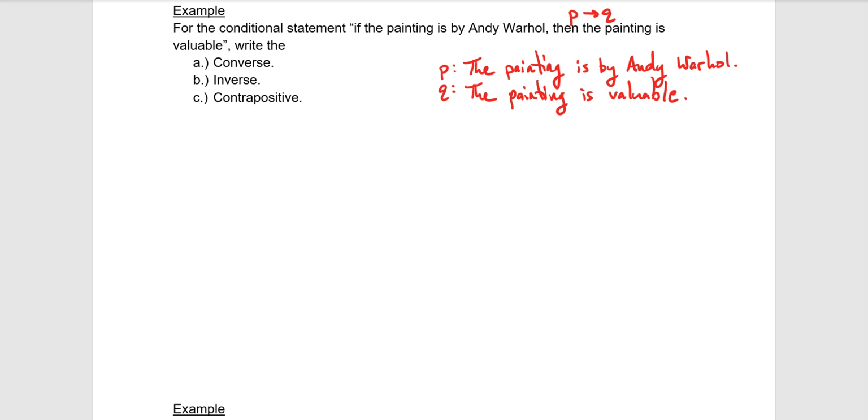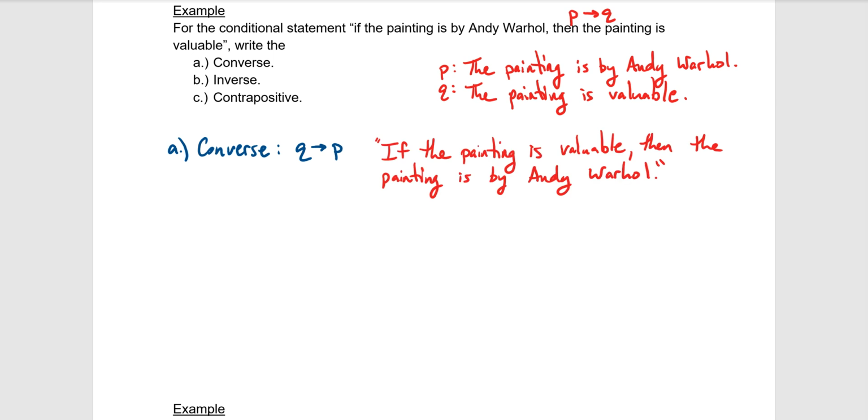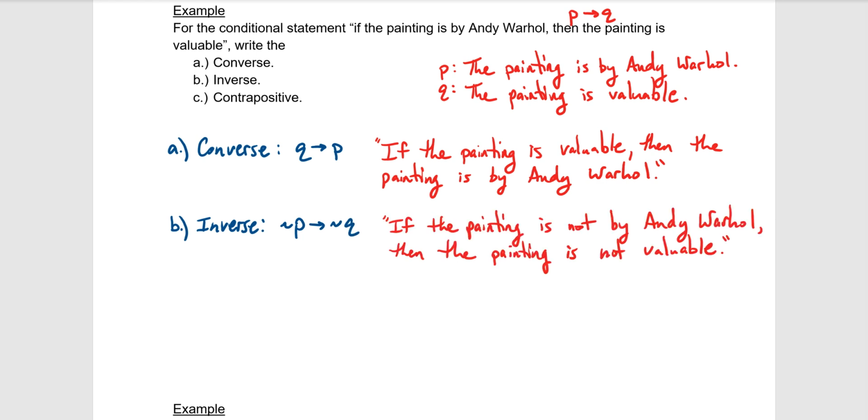So we're obviously given the conditional in the original one, which we're told. So let's take a look at the converse first. The converse statement is going to be when they are switched. So it's going to be if Q, then P. And we would read that as if the painting is valuable, then the painting is by Andy Warhol. For the next one, let's take a look at the inverse. The inverse is when we negate them. So that's going to be if not P, then not Q. And we read that one as if the painting is not by Andy Warhol, then the painting is not valuable.